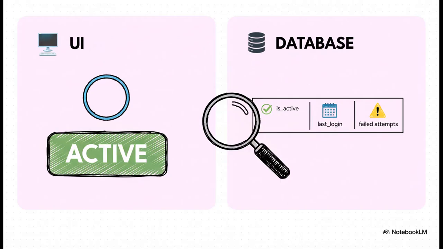And this slide just nails the point perfectly. Over on the left, the UI is pretty simple. It just says the user is active. Okay, great. But look at the right. That's the database, and that's where the real story is. We can see the exact flag that makes them active. We can see their last login date, even how many failed attempts they've had. You see, the UI gives you a summary. The database gives you the truth. And we're about to learn the language that lets you find that truth.